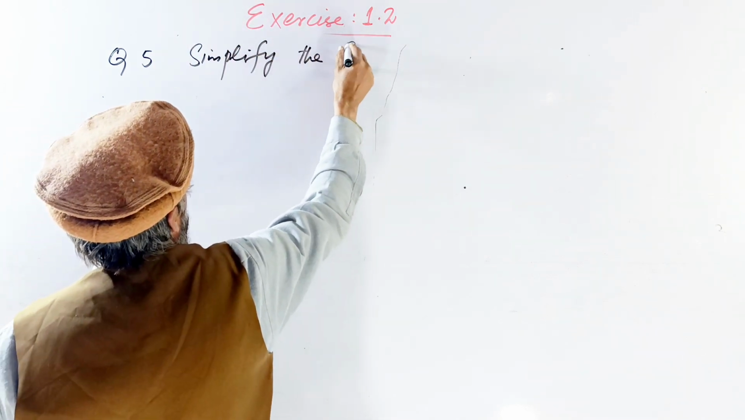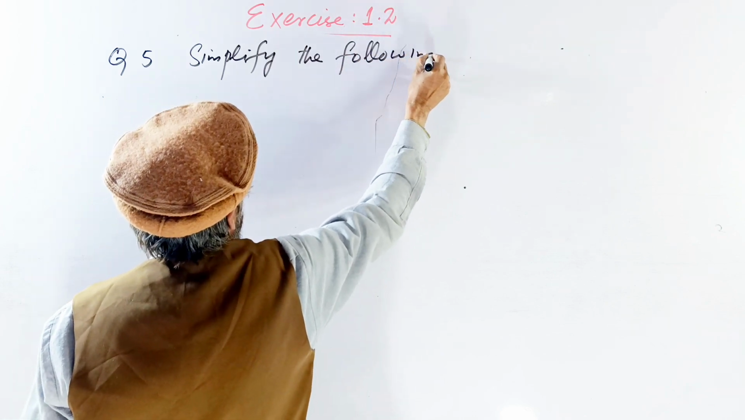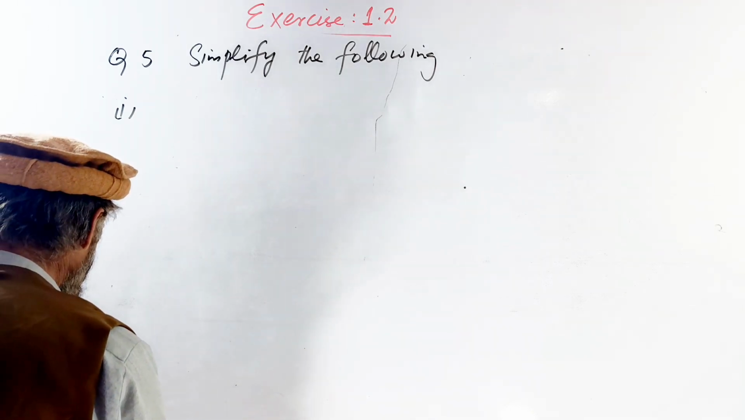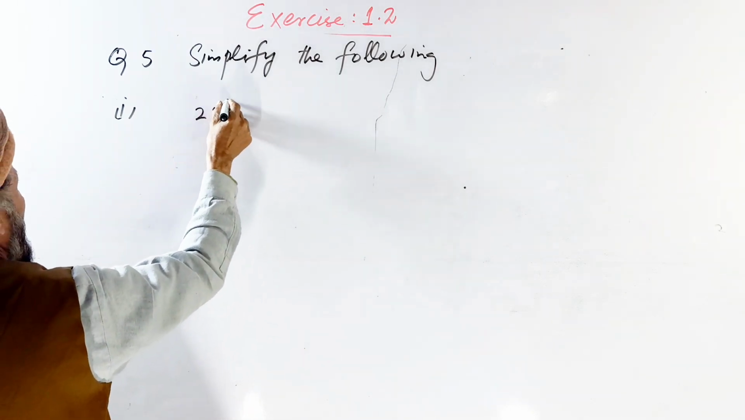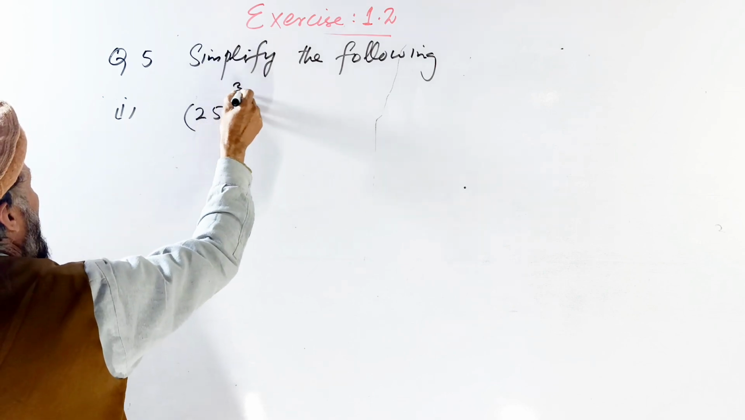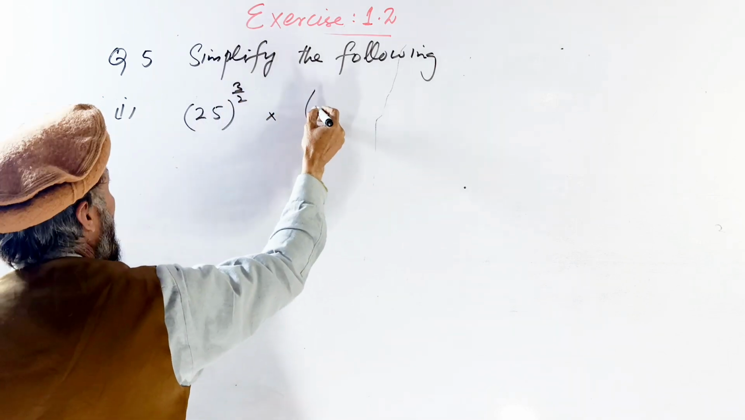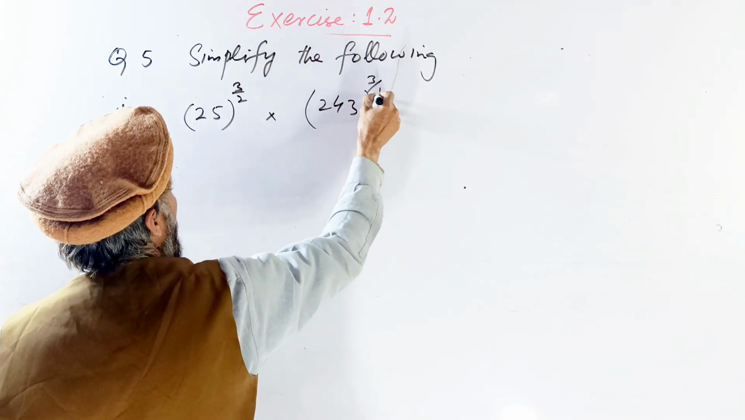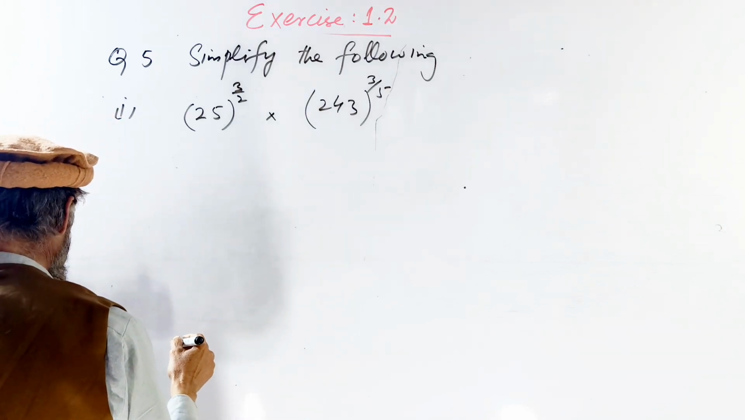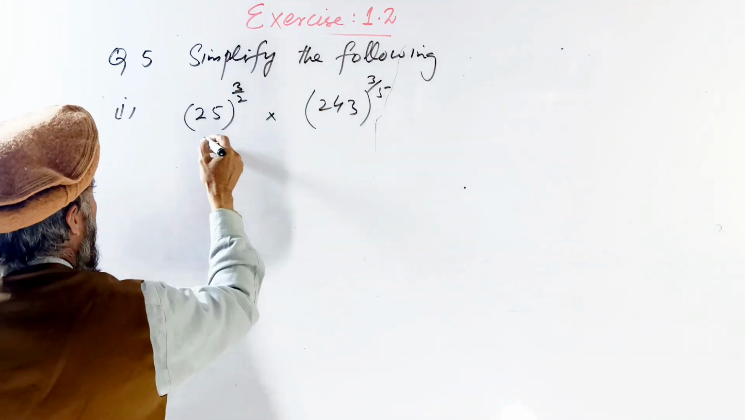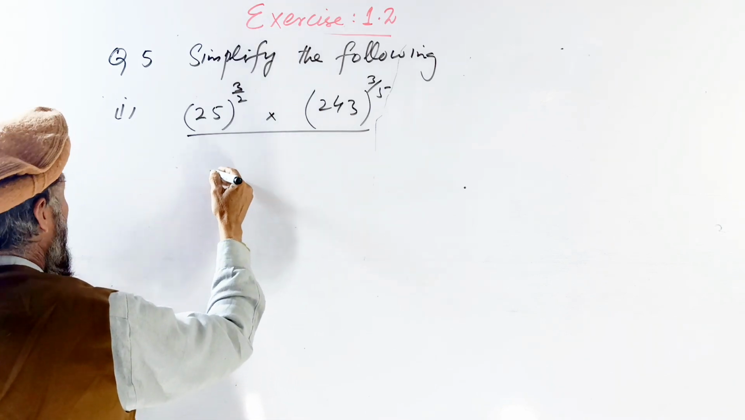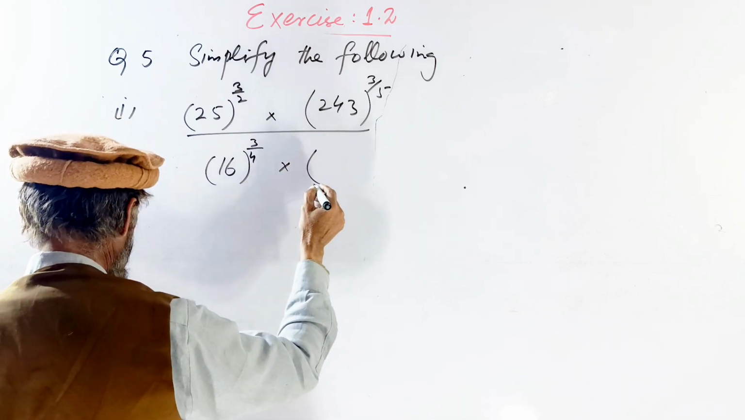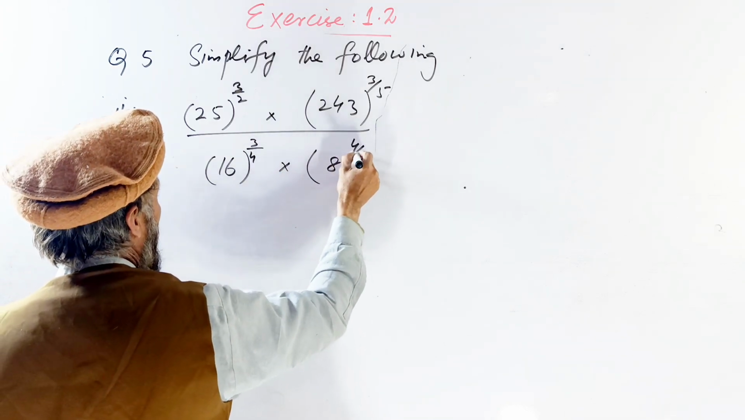Simplify the following. Question number 5, part 1. 25 whole power 3 by 2 into 243 whole power 3 by 5, divided by 16 whole power 3 by 4 into 8 whole power 4 by 3.